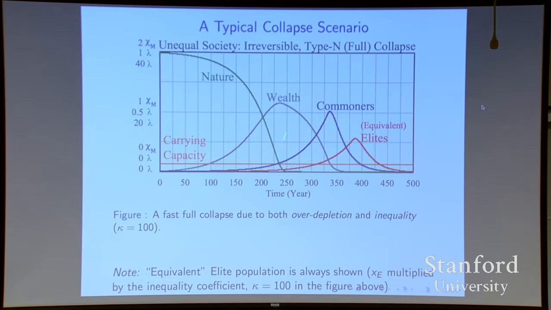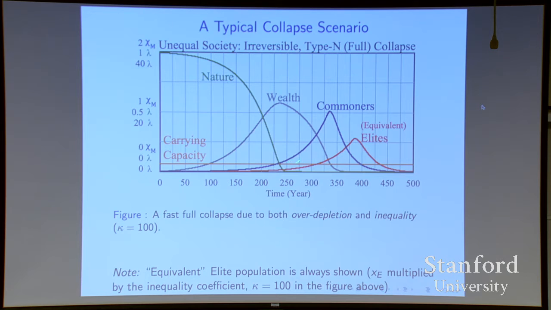As you can see, these are the four variables we model in the system. This is natural resources. This is the population of commoners. This is the population of elites, or the equivalent population, which is multiplied by this number kappa, the inequality factor. And this is accumulated wealth, the gray line. The orange line is our carrying capacity. When population crosses carrying capacity, we find in all these experiments that's the time when wealth has started to decline.